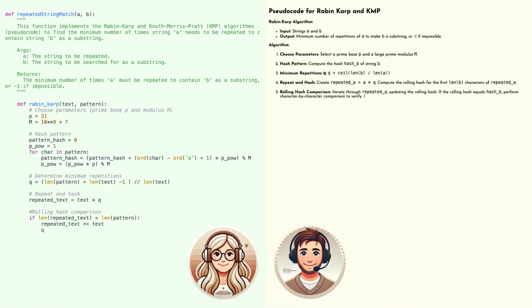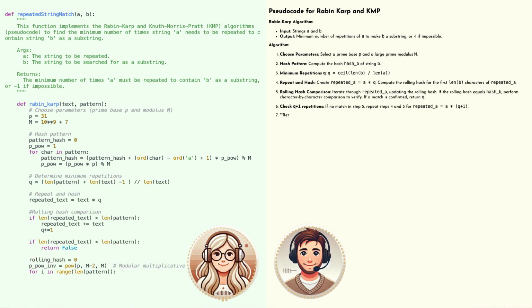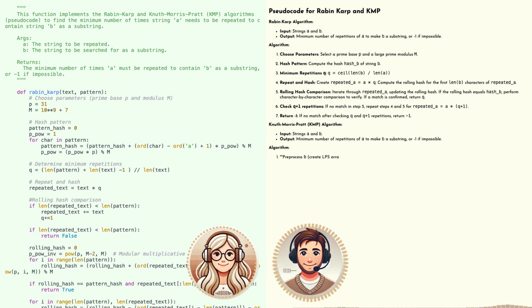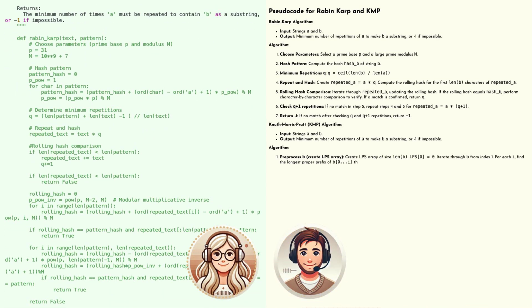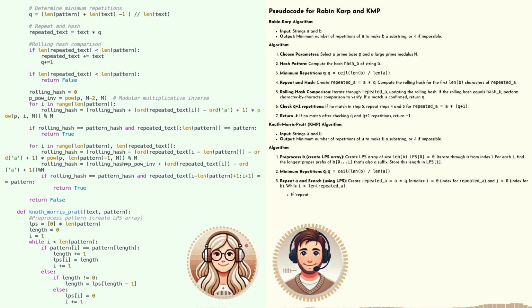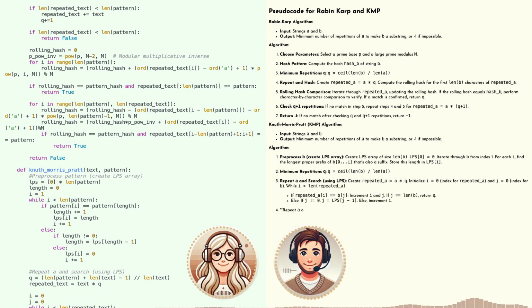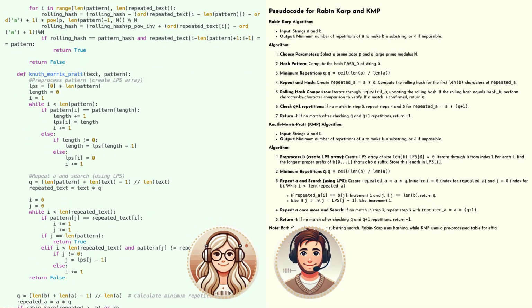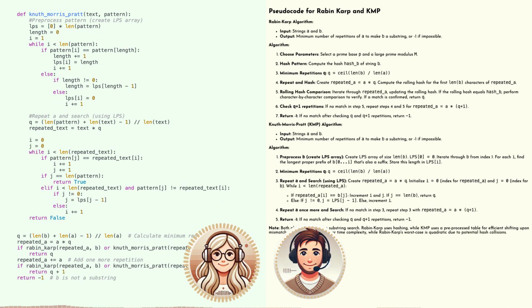What about Rabin-Karp? How would we represent that in pseudocode? All right, so for Rabin-Karp, we'd start by calculating the hash of B, that special code we talked about, and then we'd go through the repeated A, calculating the hash of each substring that's the same length as B. It's like we're sliding a window along the repeated A, and that window is the same size as B. You got it. For each window, we compare its hash to the hash of B.